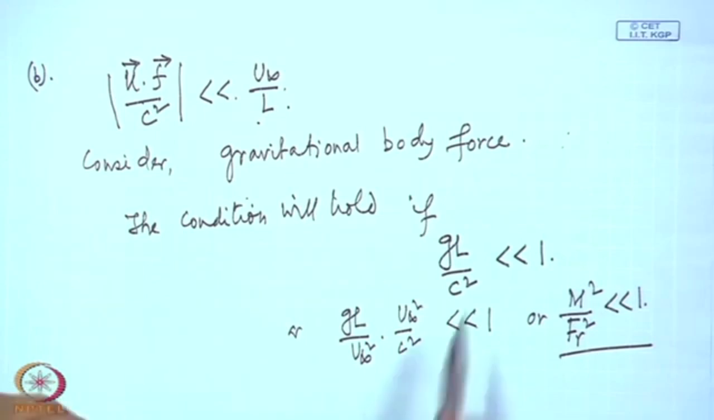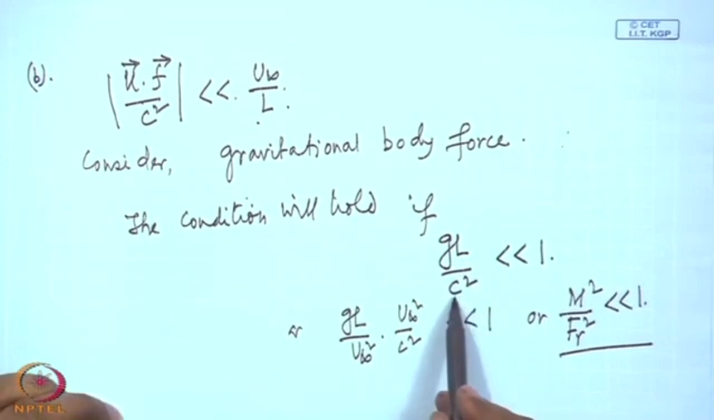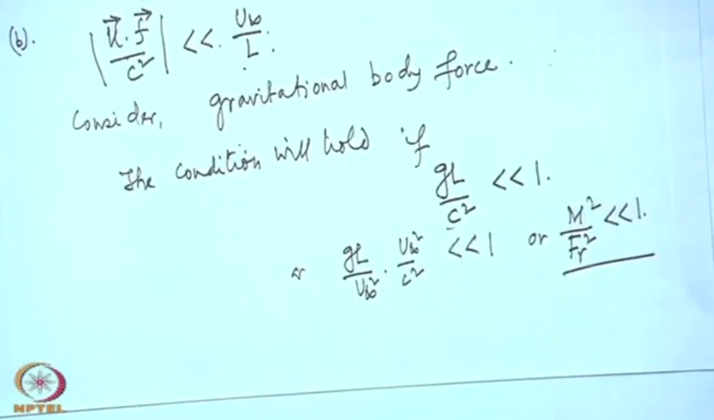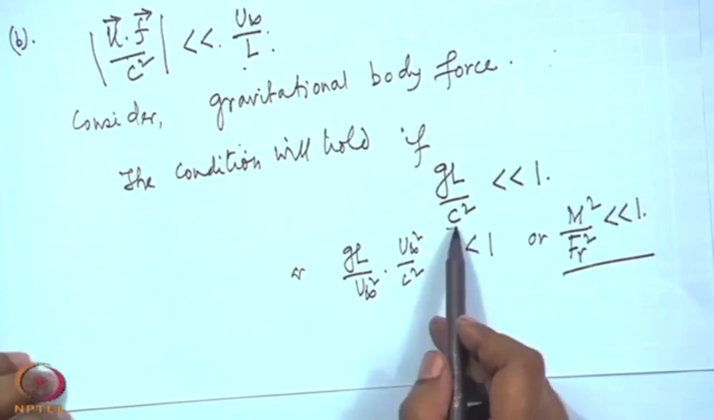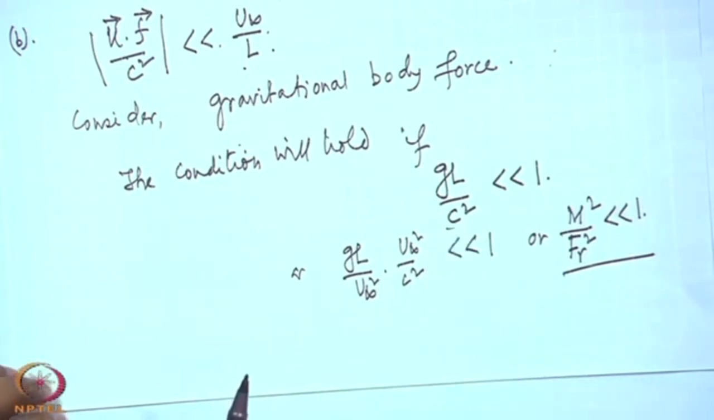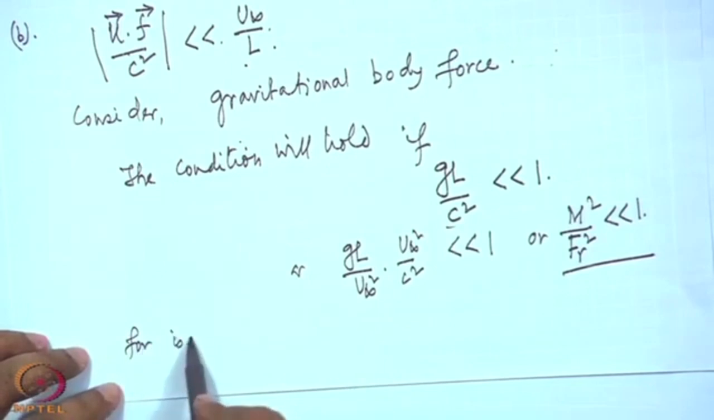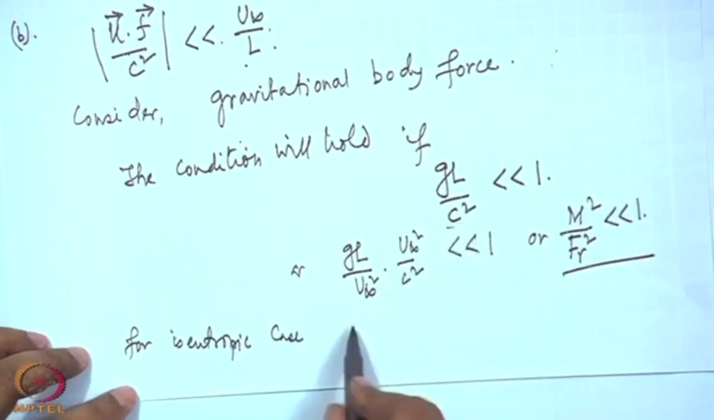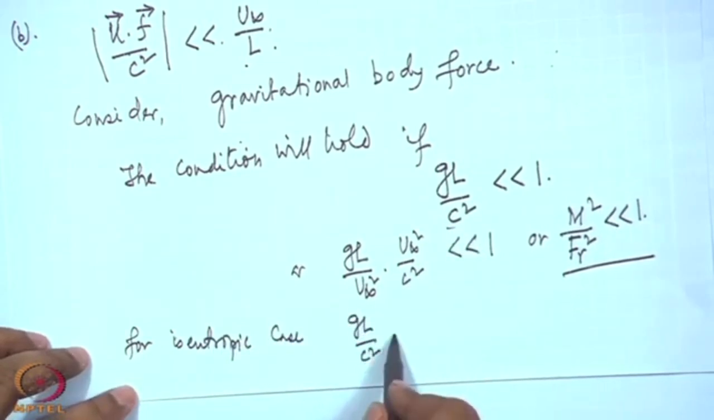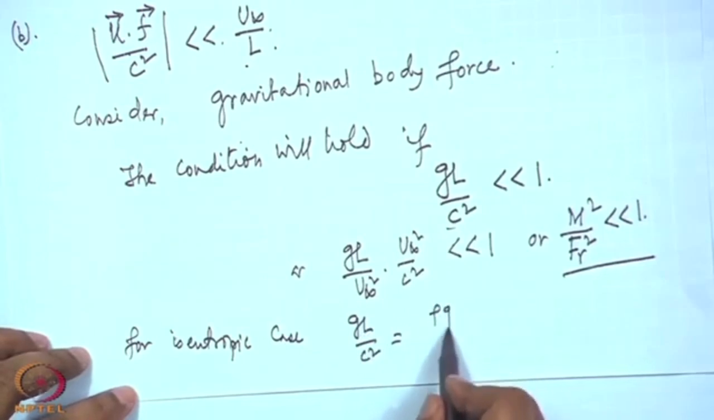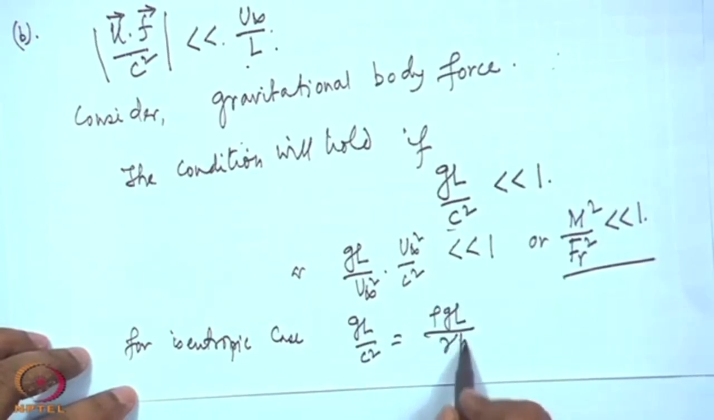Anyway, let us try to see a little more of this term g l by c square. For c square, let us consider an isentropic situation. Considering an isentropic case, c square is gamma p by rho. The square of the speed of sound is gamma p by rho. So, for isentropic flow, g l by c square is rho g l by gamma p.